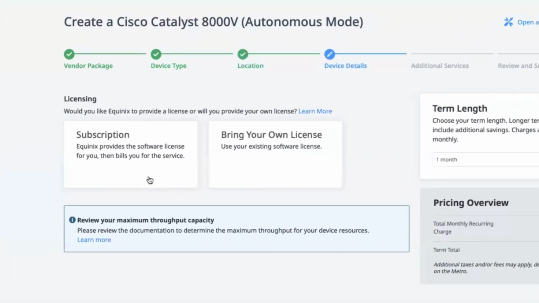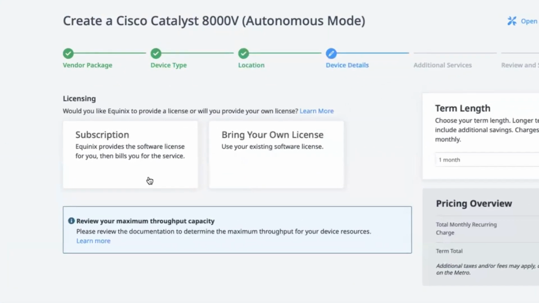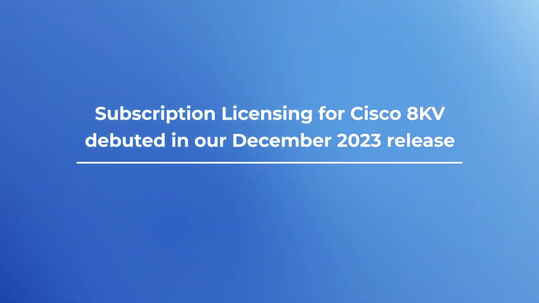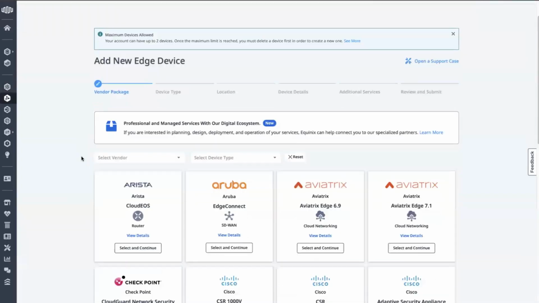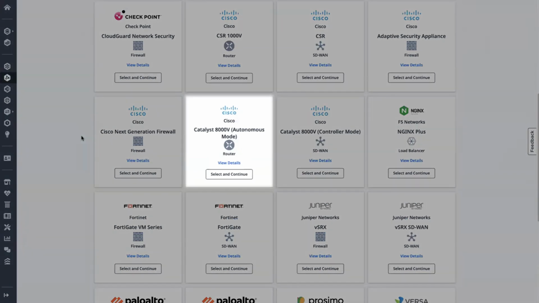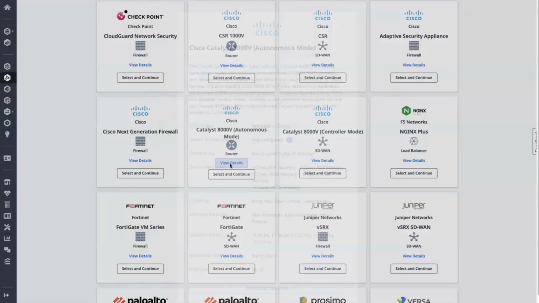So we're trying to provide a lot of flexibility. The reason this is important to note is because, again, many customers want to buy their licensing through us. And this December release only enabled this for the Cisco 8000V for subscription-based licensing, the Cisco 8000V in autonomous mode, to be more specific.